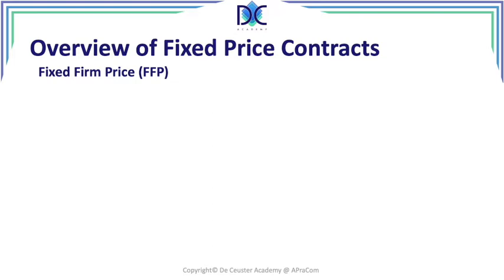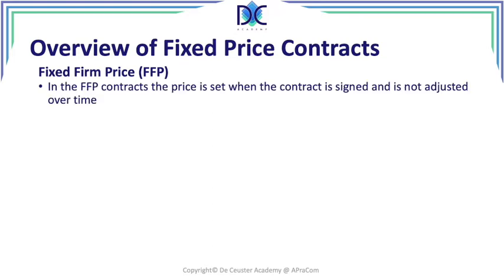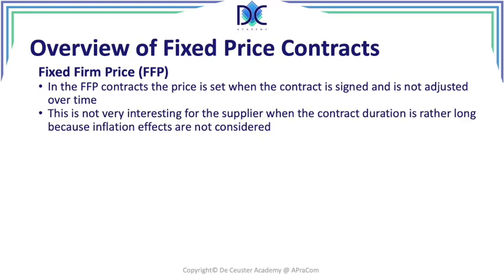The first is the fixed firm price, or the FFP. We have a fixed price and there are no adjustments over time. You sign it, that's the cost. It's not very good for the supplier, but very interesting for the receiver, for the customer. And certainly it is a disadvantage for the supplier when the contract duration is rather long and inflation effects are not really considered. So inflation may have a negative effect on the supplier's profit.